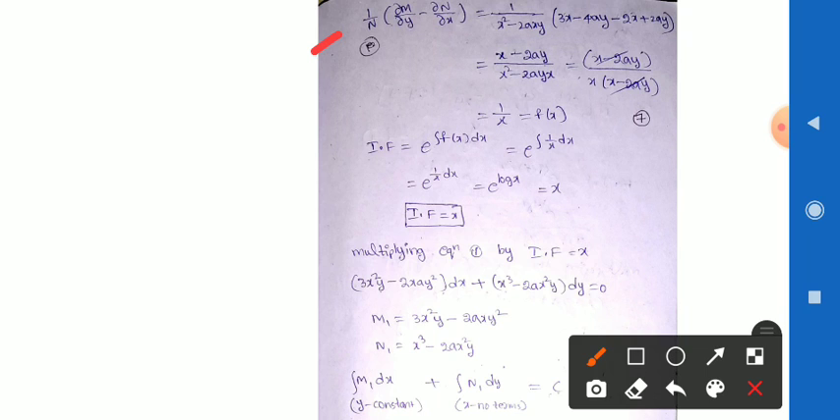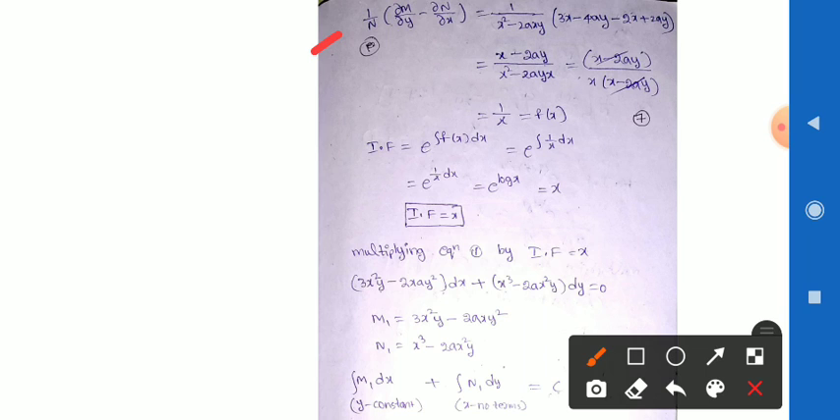We compute (1/N)(∂M/∂y − ∂N/∂x), that is 1/(x² − 2axy) times (3x − 4ay − 2x + 2ay). Simplifying, we get (x − 2ay)/(x² − 2axy). Taking x as common in the denominator, x − 2ay cancels, and we get 1/x, which is in the form of f(x).